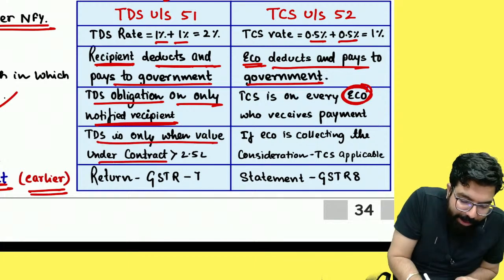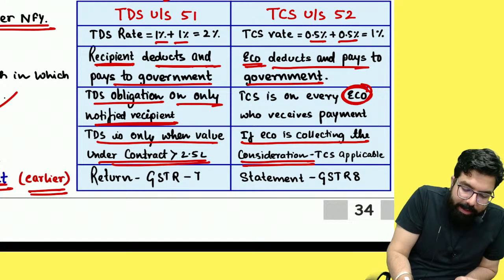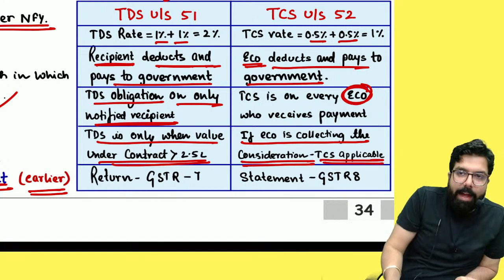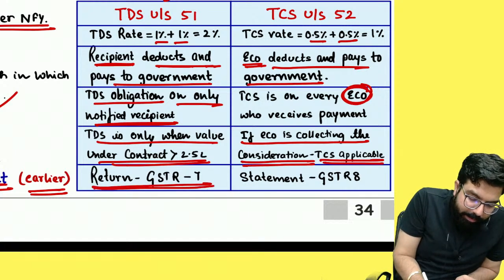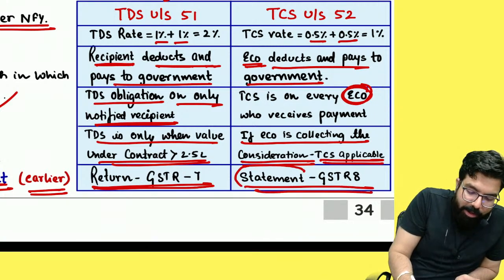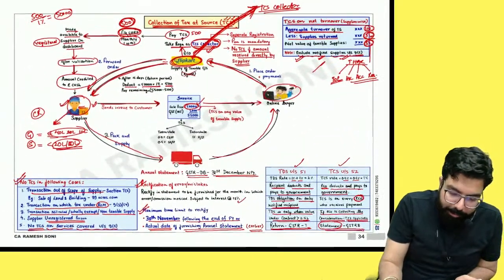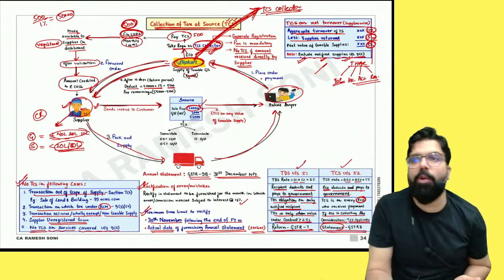TDS is only when the value is more than the limit. TCS applies only if the e-commerce operator is collecting the consideration. TDS is reported in GSTR 7, TCS collector in GSTR 8. Actually, their return is not called a return, it's called a statement. Are we all clear till here? Is my point 100% clear to all? Can we go ahead, everyone?